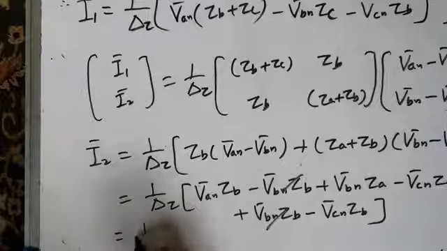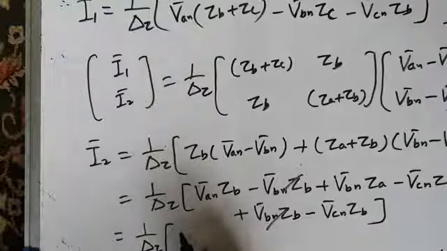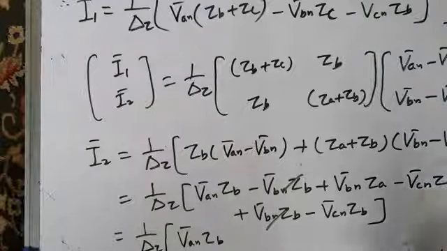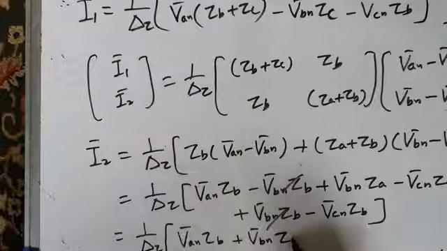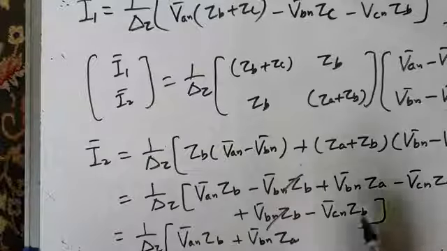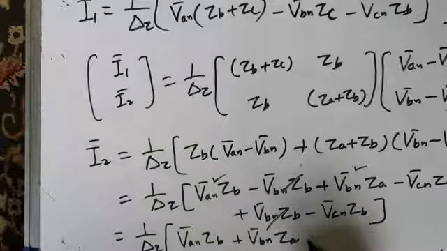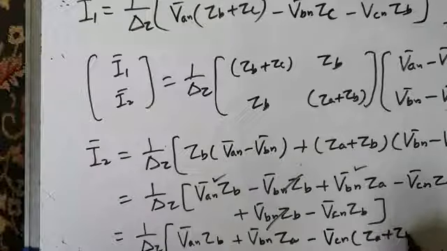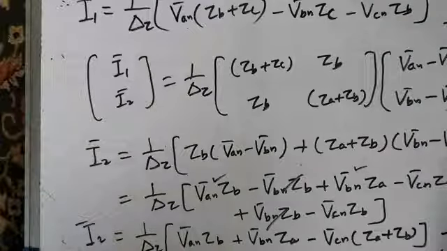So therefore, it will be equal to 1 by delta Z times VAN is only one term here. So it will be VAN into ZB, and where is VBN? VBN is here. So plus VBN ZA. Okay, so that is this term, this is gone, and we have two VCN terms here. So I will take VCN out common, minus VCN times ZA plus ZB. This is my mesh current I2. Let me call this equation as equation 3.